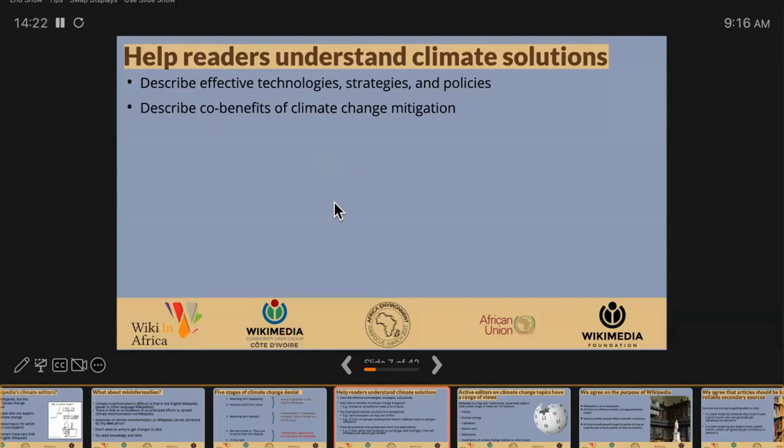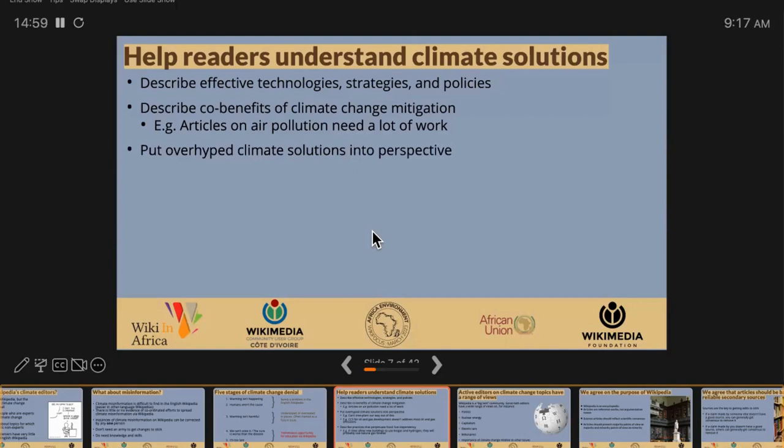Talking about what we call the co-benefits of climate change mitigation. When you reduce greenhouse gas emissions, you can do it in a way that improves people's quality of life, improves people's health. So for example, our articles on air pollution need a lot of work. Improve our articles on air pollution, improve people's understanding of the air pollution issue. That is going to help people to understand climate solutions as well and to appreciate climate solutions. So these are all ways to give people a better understanding of climate change, help our readers understand climate change.